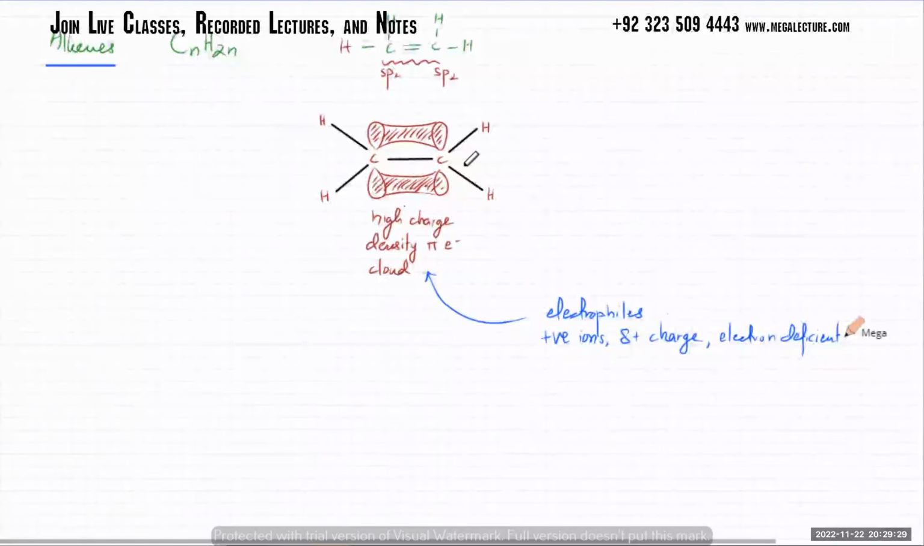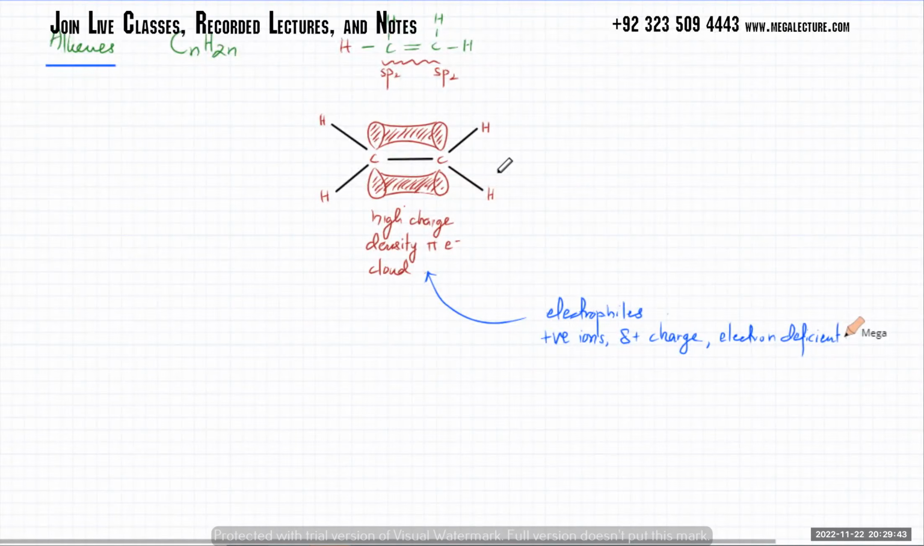But remember, it's not the sigma bond in the middle that is bonding. It's the outer pi electron cloud that's the one that's bonding to it. Is this clear? Yes sir. It's clear. Okay, so, Melena, what I'll do is I'll do the mechanism right away.